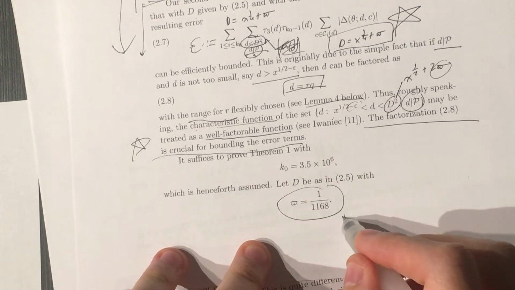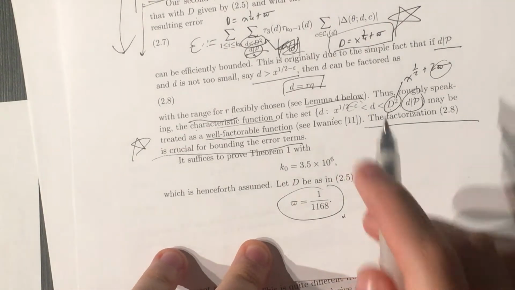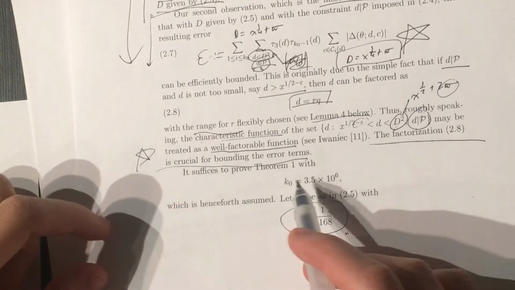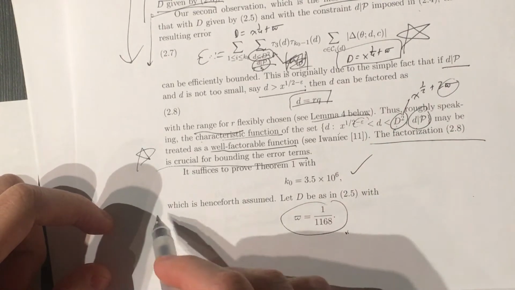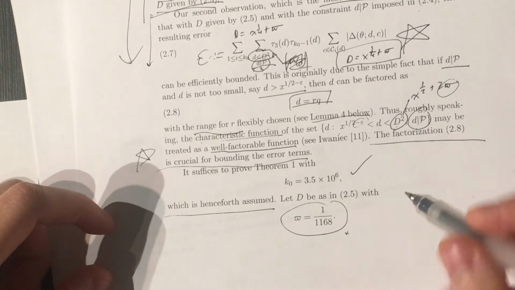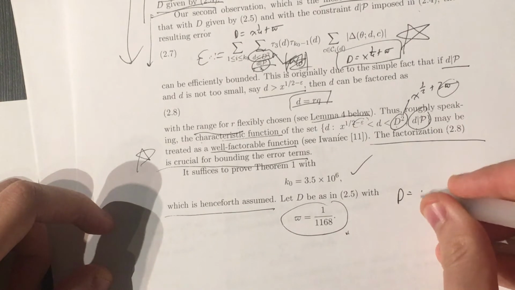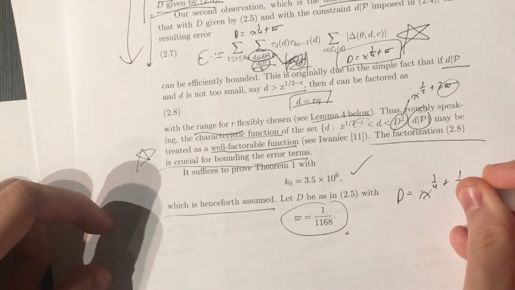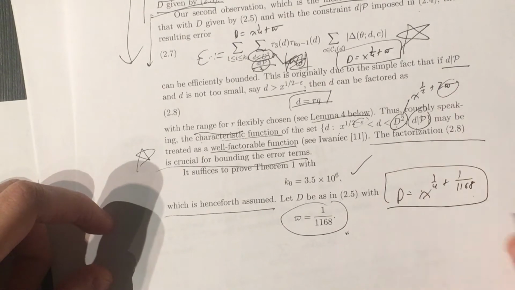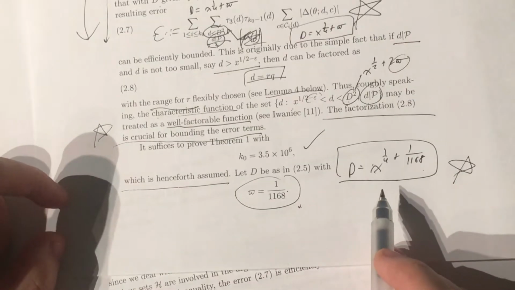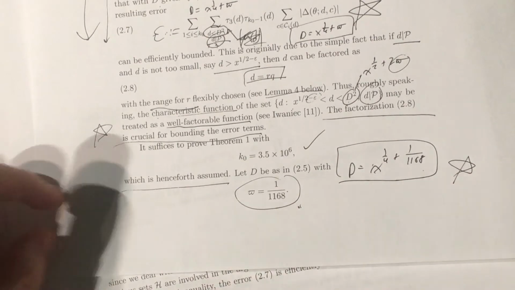Okay, and this is where you choose varpi equals 1/1068, which I mentioned before. So it suffices to prove theorem 1 with this, which I already mentioned, and which is henceforth assumed. And then D in 2.5 just means D is equal to x to the 1/4 plus 1/1168, essentially. And this is going to be true for the remainder of the proof. Then he chooses varpi to be equal to this.